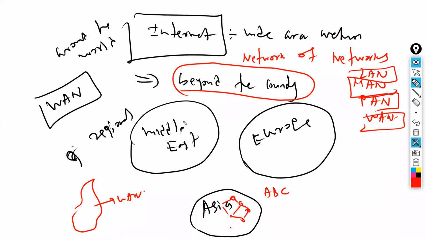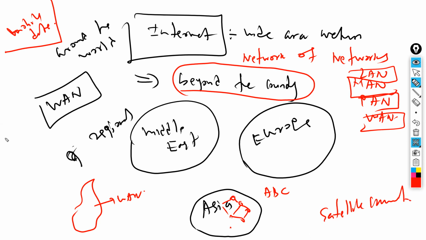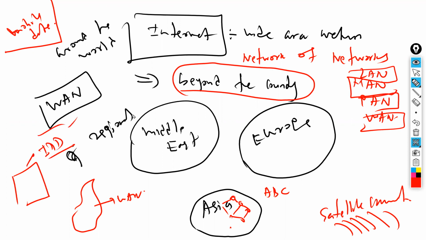Mobile data is a wireless connection. It comes as a satellite connection, and satellite connections, as you said, go beyond the country. Assuming you have a mobile phone with the IDD facility enabled, you can call to Australia.